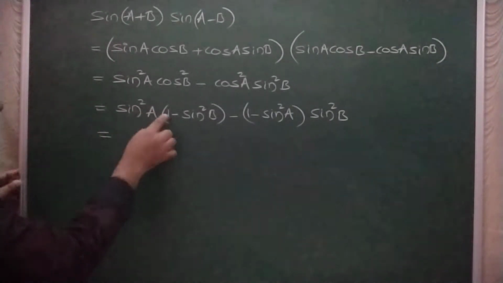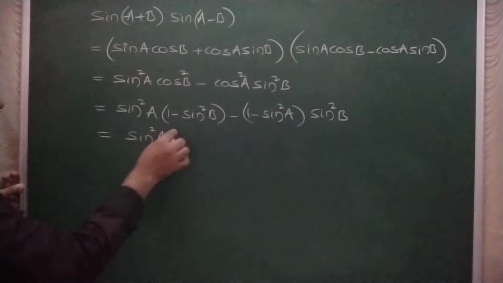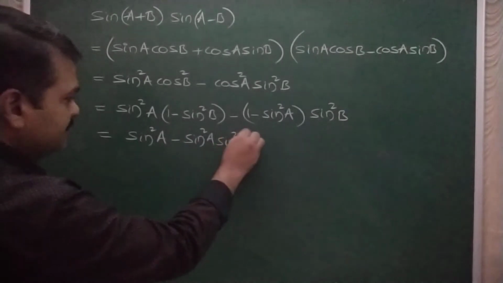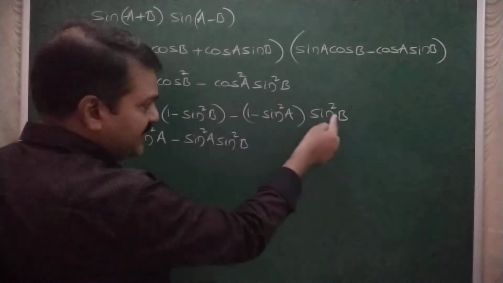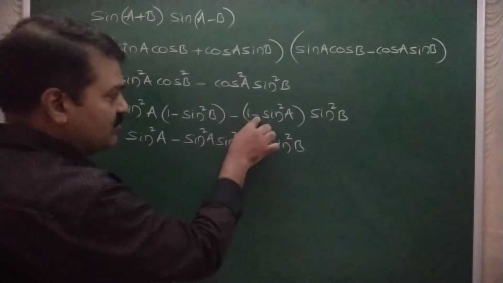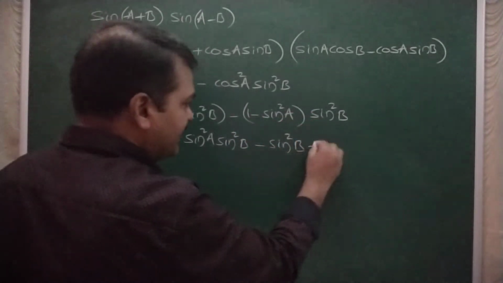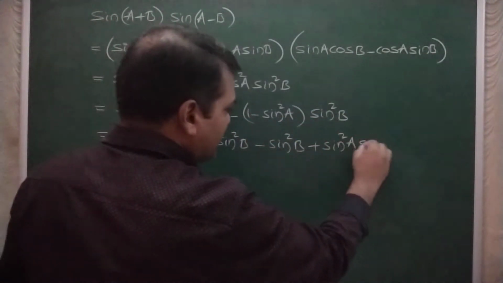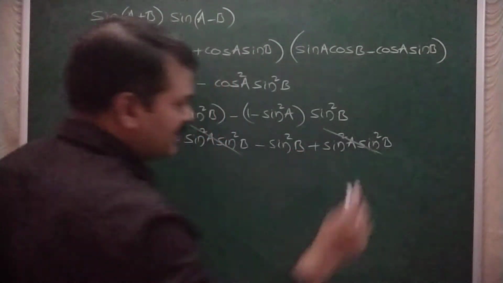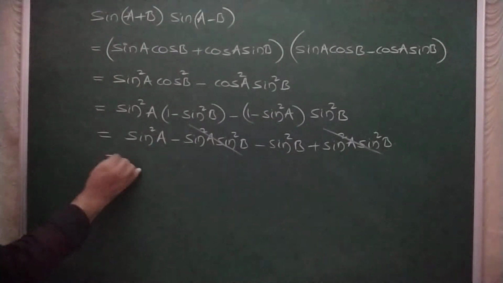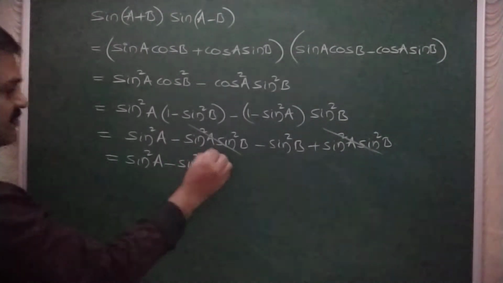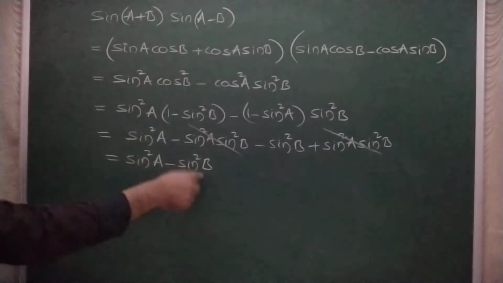Simplify: sine square A into 1 minus sine square B, minus sine square B into 1 minus sine square A. Minus into minus, so plus sine square A into sine square B. So here sine square A sine square B minus sine square A sine square B you can cancel. The remaining part is the actual standard formula. So this is the formula for sin(A plus B) into sin(A minus B).